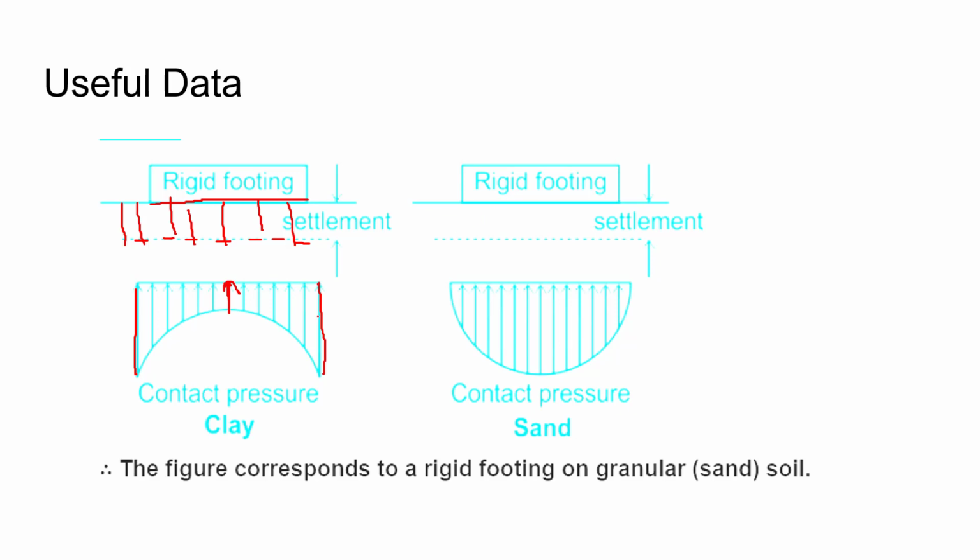Similarly, for a rigid footing over sand, the settlement will be the same, as this is a rigid footing. All the points will settle equally, but the contact pressure for sand will be maximum at the center and minimum at the corners. So you can easily memorize it, or you can understand the concept.